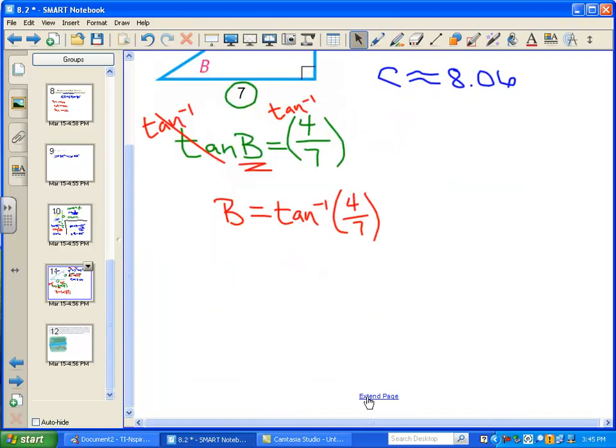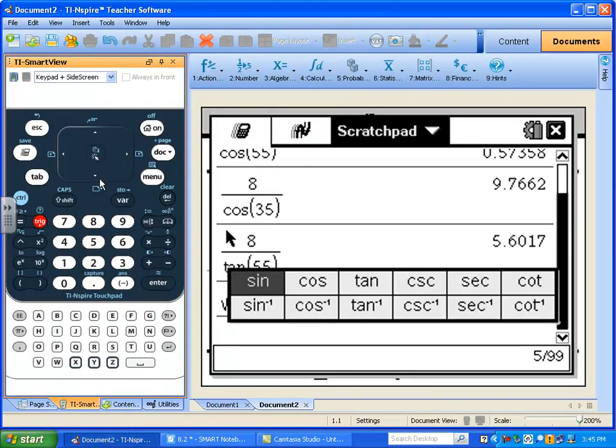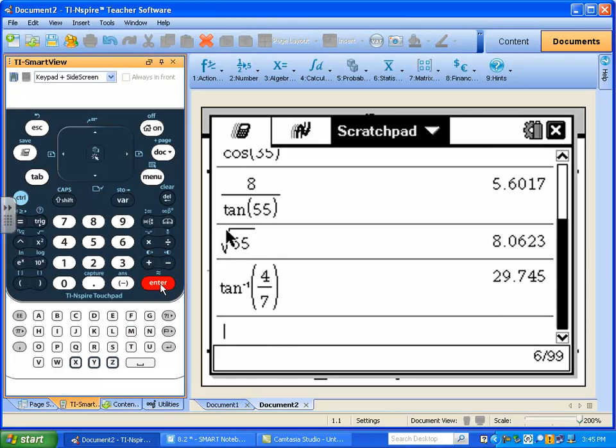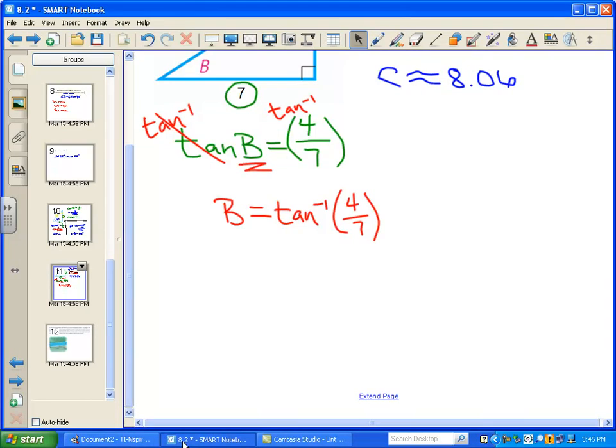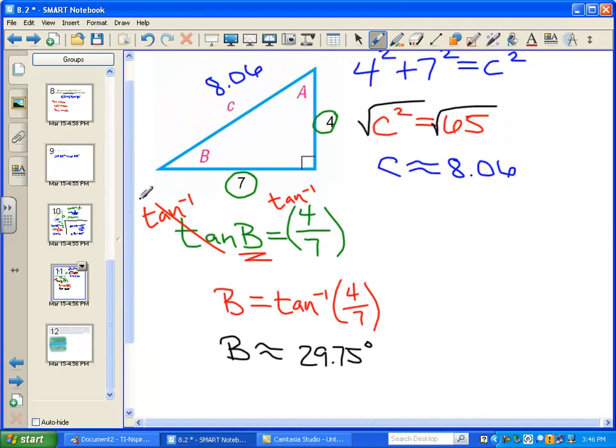Well, again, I don't know that value, but I know that my calculator does, so I'm going to go into trig, and we'll take tangent inverse of 4 over 7, and it looks like it's 29.75 degrees. And remember to make sure that you are in degree mode in your calculator, so it's not spitting radians back at you. And we have 29.75 degrees.